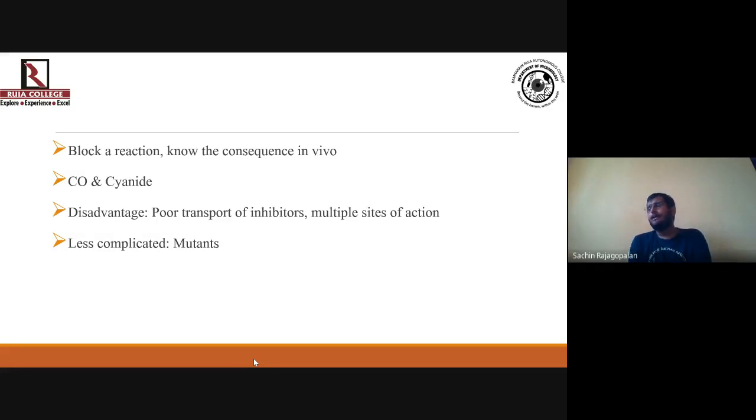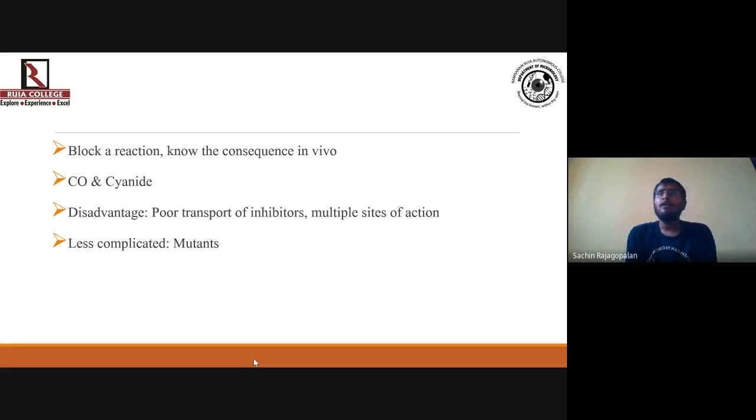No doubt there are disadvantages here as well, that the inhibitor should be properly transported to the site of action. Many a times the inhibitor could have multiple sites of action and then it leads to so many different consequences that you don't understand, because that inhibitor may be blocking ETC, may be blocking some other pathway, may be blocking yet a third pathway also. So then it becomes difficult to tell which consequence is due to blocking the thing we wanted to study, because there are multiple consequences, since this inhibitor acts on different things.